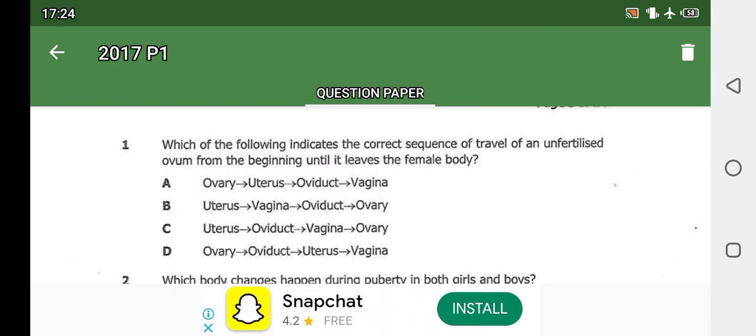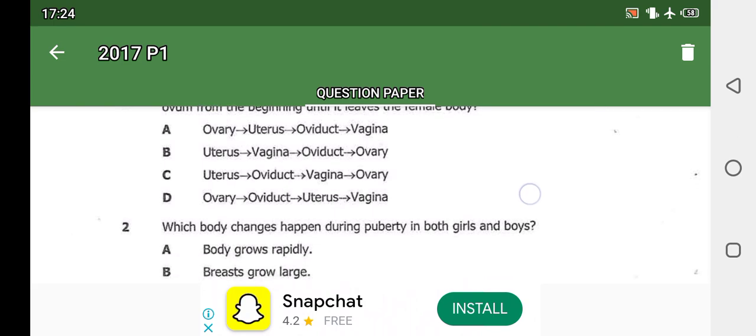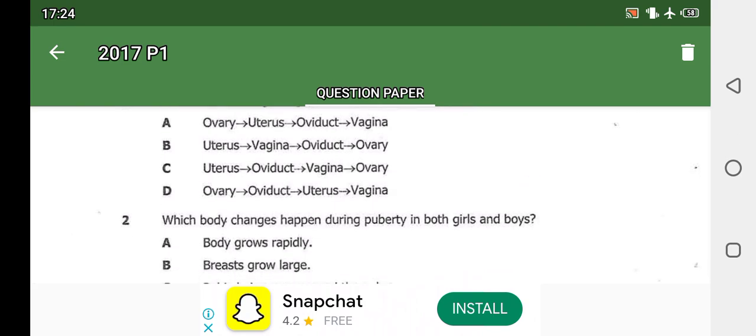The reason why D is correct is because oviduct is another name for the fallopian tube. From the ovaries, the egg cell fertilization has to occur in the oviduct, and then in the uterus, that's where implantation has to take place and the growth of the fetus has to take place, and then in the vagina, that's where the baby has to come out from. So the correct answer is D.